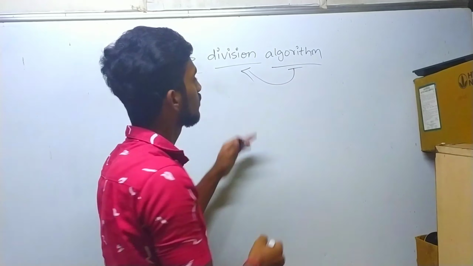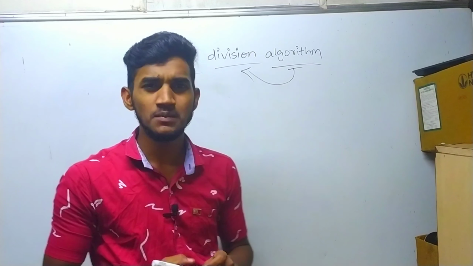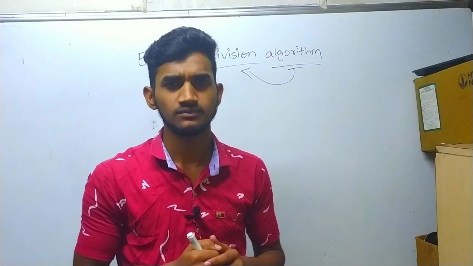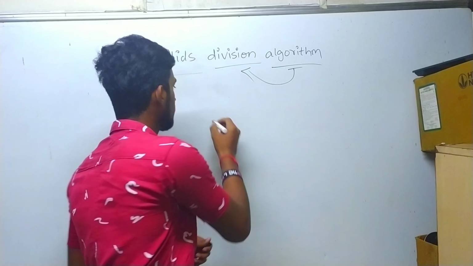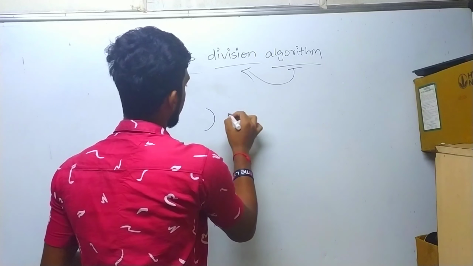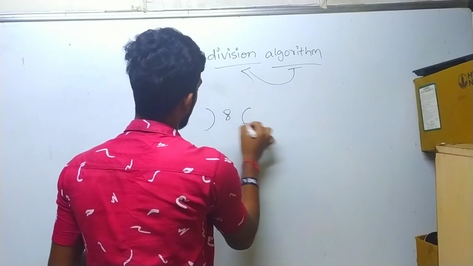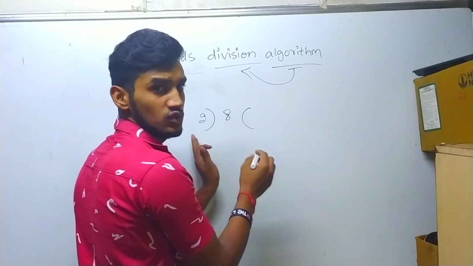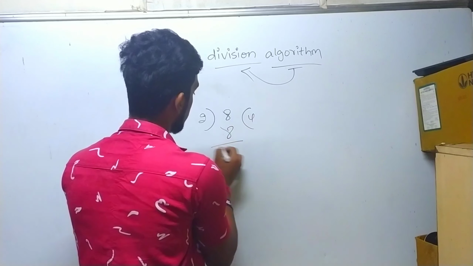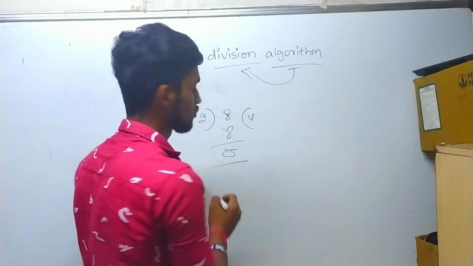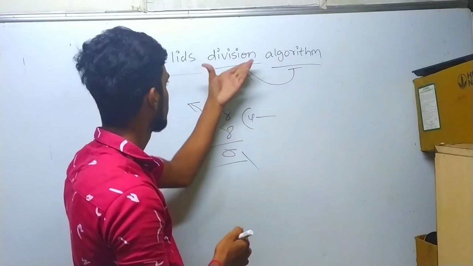Now as usual we know division. Division means dividing. For example, we take 8 divided by 2, so 2 fours are 8, remainder 0. So we know division. This is our divisor, dividend, quotient and remainder.